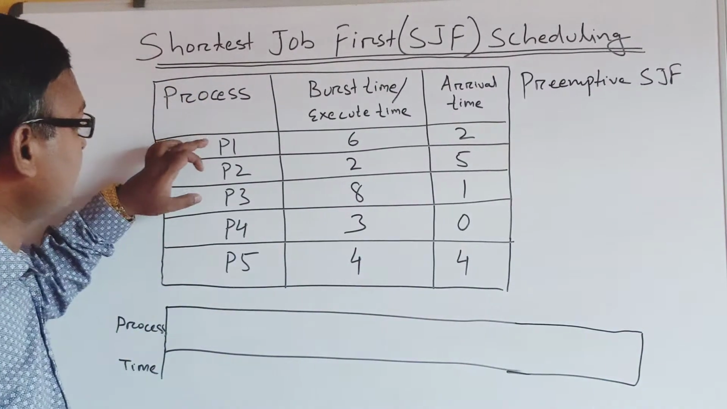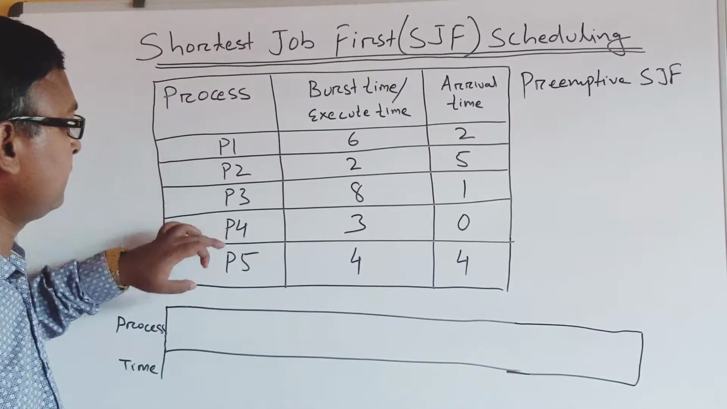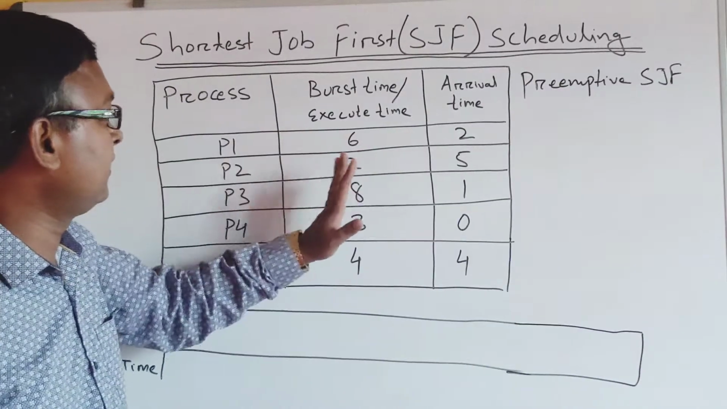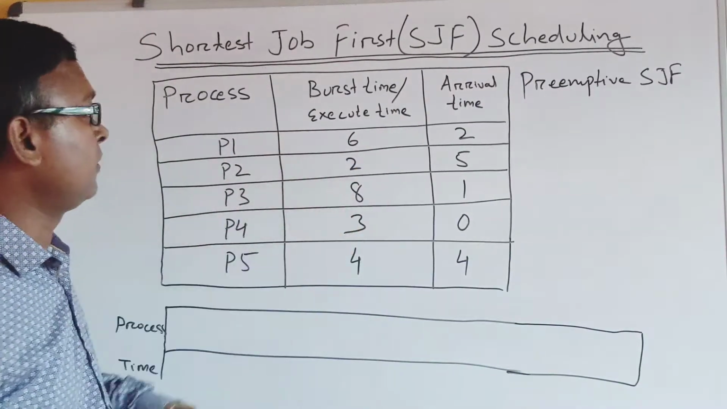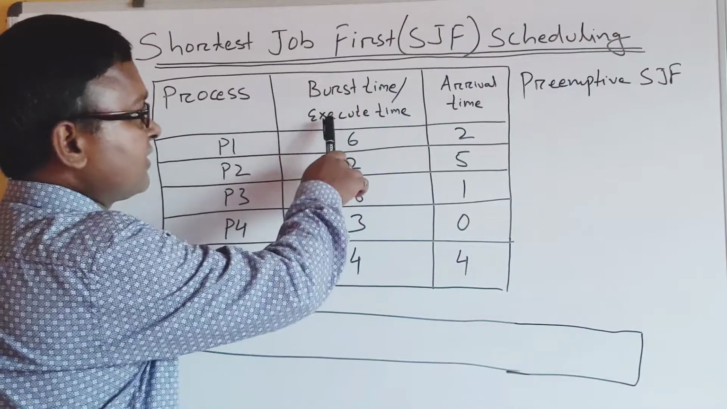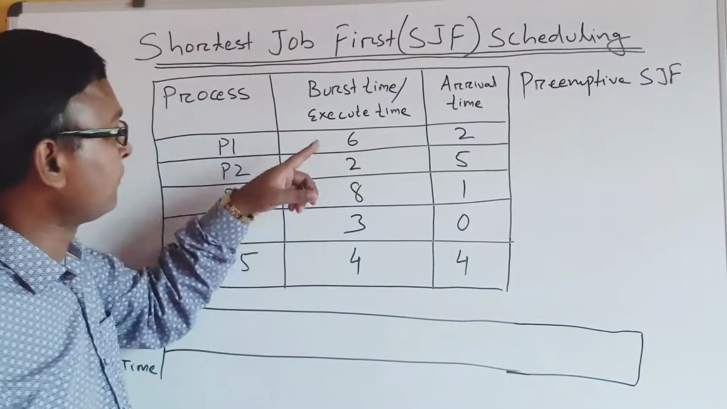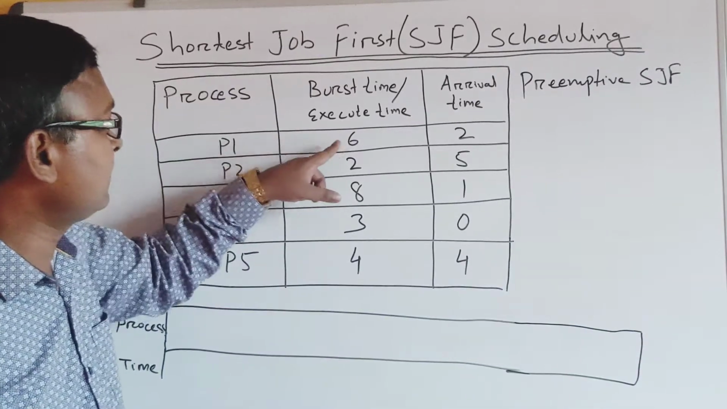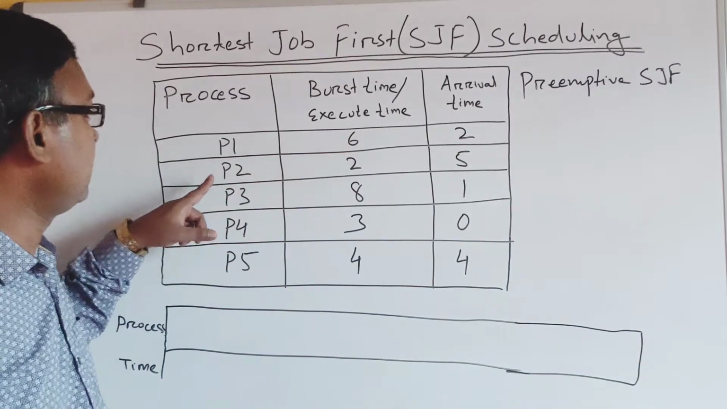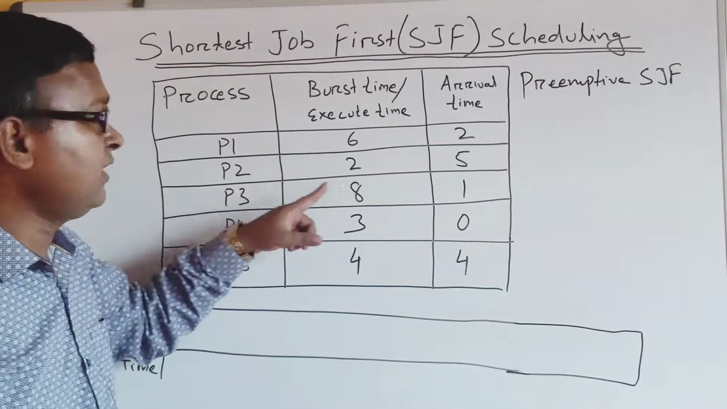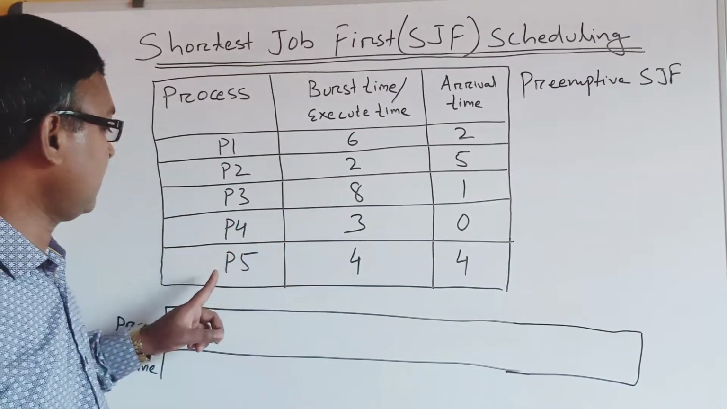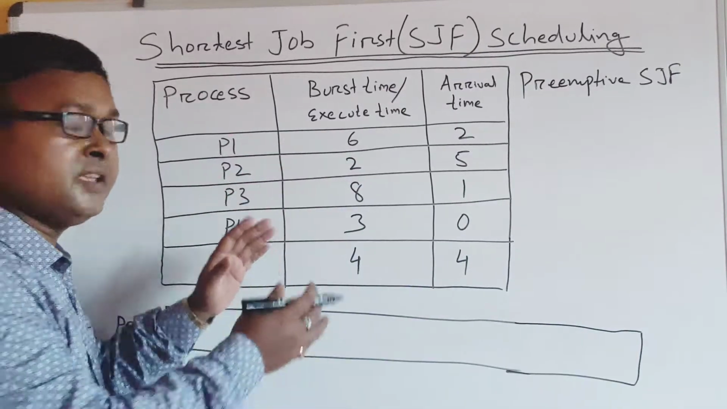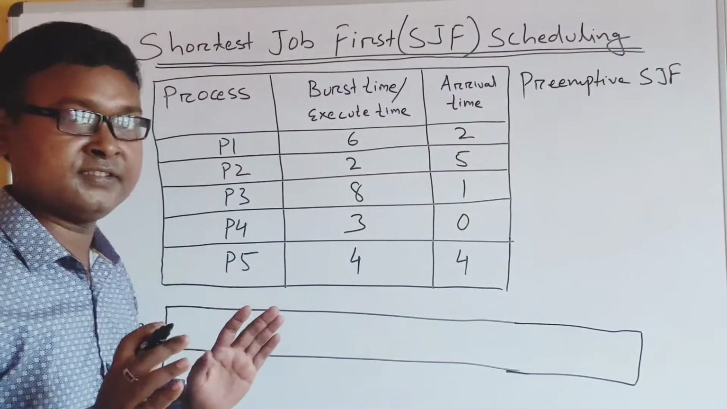You have the 5 processes P1, P2, P3, P4 and P5. Their individual execution time, which you can call burst time or execute time, is as follows. The execute time of process P1 is 6 units of time, P2 is 2, P3 is 8, P4 is 3 and P5 is 4. This is the individual execution time of each process.